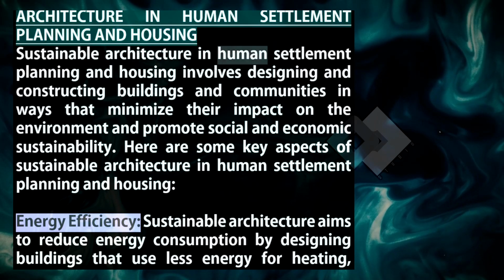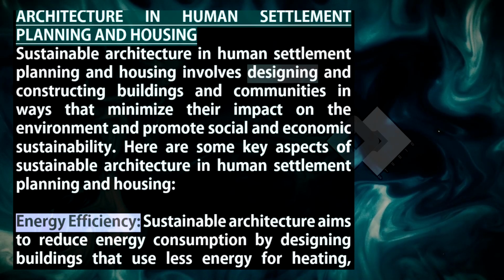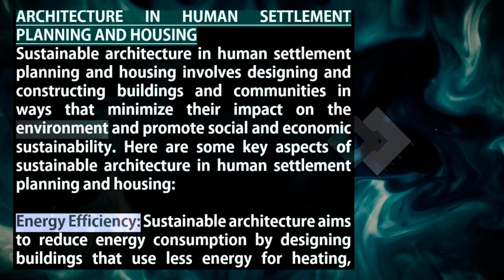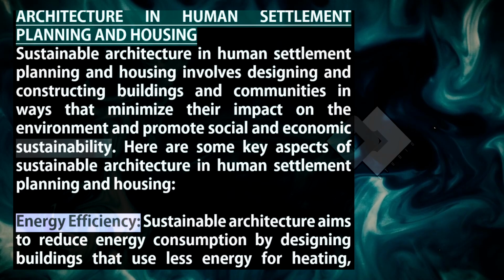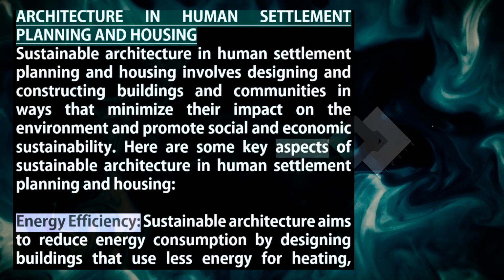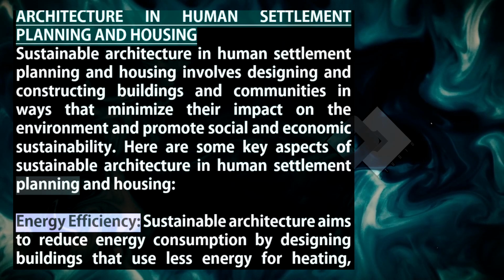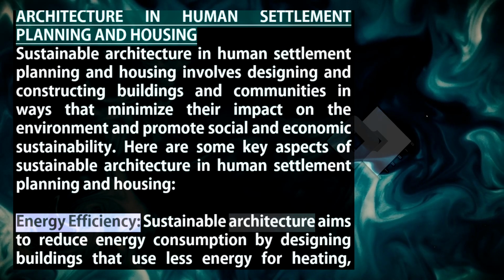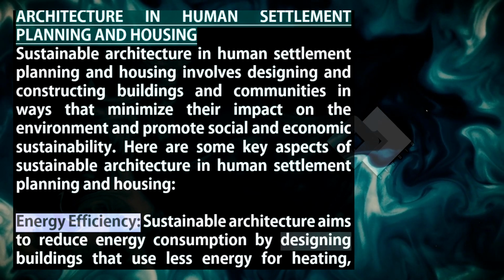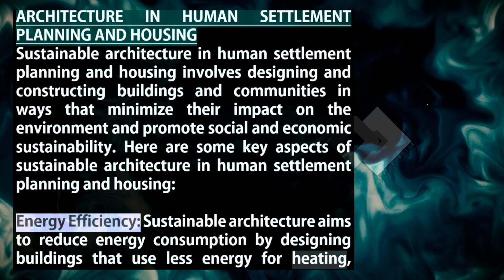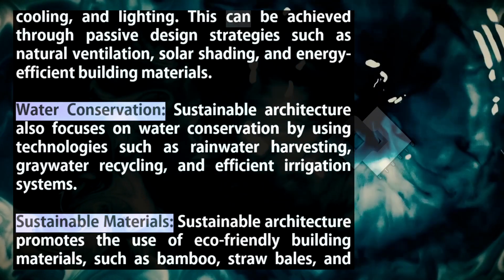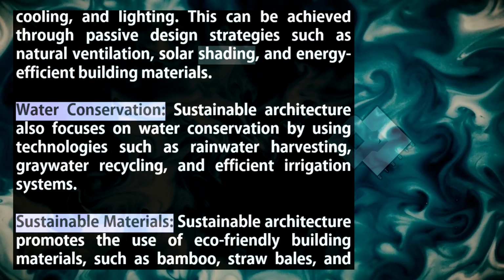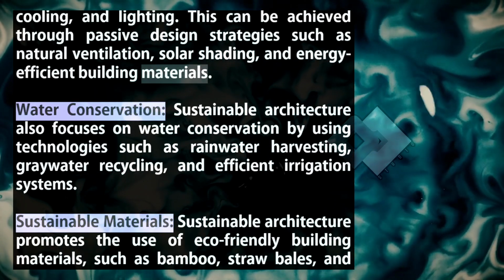Sustainable architecture in human settlement planning and housing involves designing and constructing buildings and communities in ways that minimize their impact on the environment and promote social and economic sustainability. Here are some key aspects of sustainable architecture in human settlement planning and housing. Energy efficiency. Sustainable architecture aims to reduce energy consumption by designing buildings that use less energy for heating, cooling, and lighting. This can be achieved through passive design strategies such as natural ventilation, solar shading, and energy-efficient building materials.